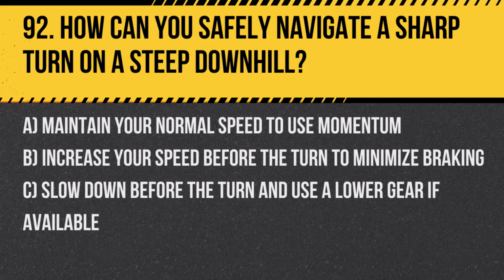Question 92. How can you safely navigate a sharp turn on a steep downhill? A. Maintain your normal speed to use momentum. B. Increase your speed before the turn to minimize braking. C. Slow down before the turn and use a lower gear if available. Answer. C. Slow down before the turn and use a lower gear if available. This helps maintain control and reduces strain on your brakes.